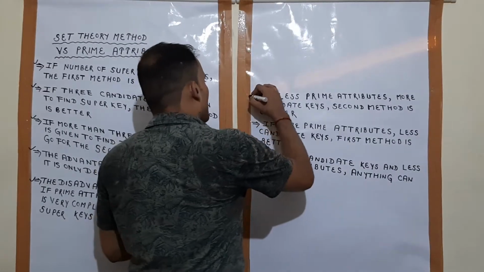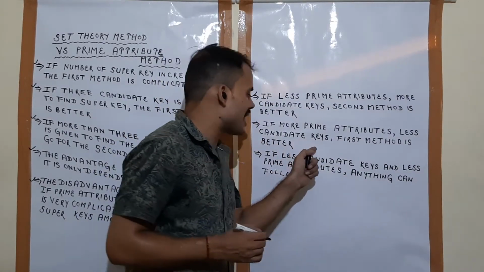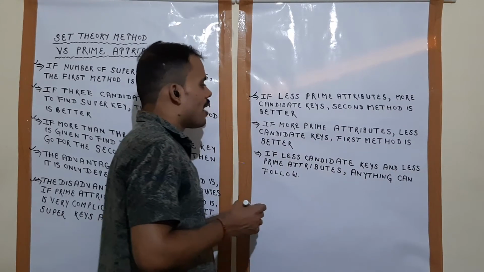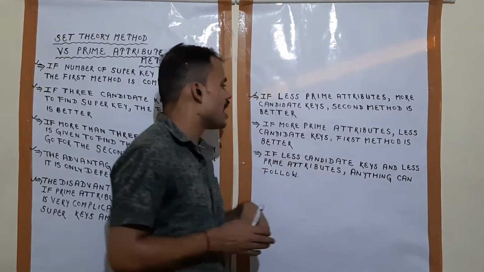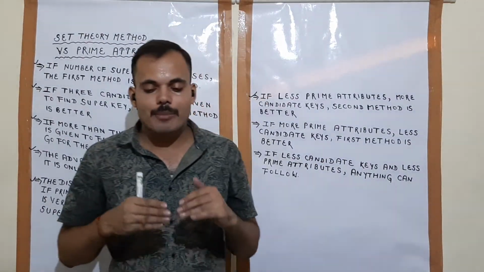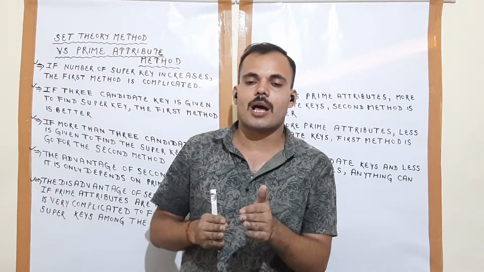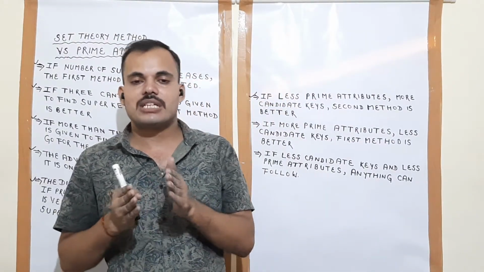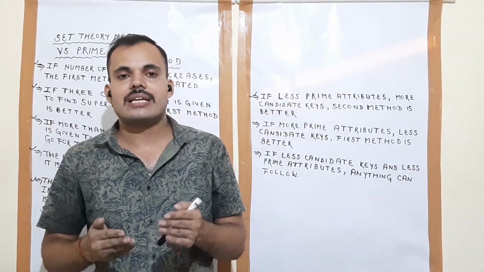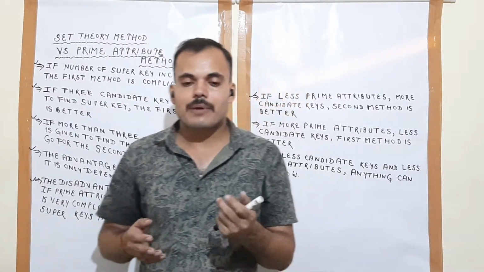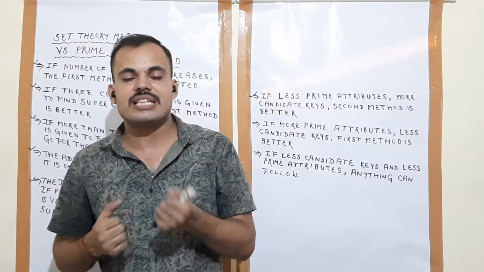Now see, if more prime attributes, less candidate keys, first method is better. It is saying that if the number of prime attributes are more, then to find the number of super keys among prime attributes of the relation R is complicated, that is prime attribute method is complex or complicated, and if number of candidate keys are less, then the number of sets will be less, then it is easy to go with the set theory method.